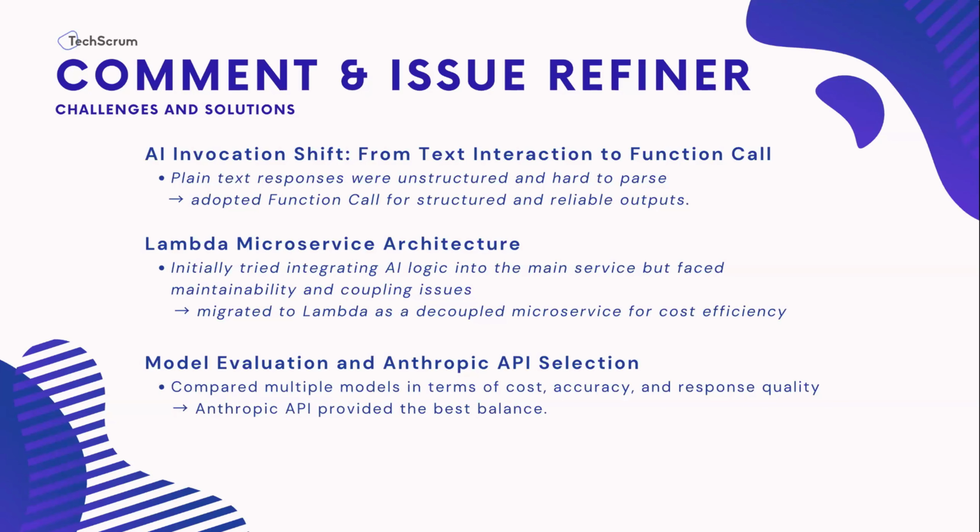And second, we originally tried to integrate the AI feature directly into our main service. But as the system grows, this led to maintainability and coupling issues. So to address this, we migrated the AI logic to AWS Lambda as a separate microservice. It lets us decouple the feature and also gives us better cost efficiency and scalability.